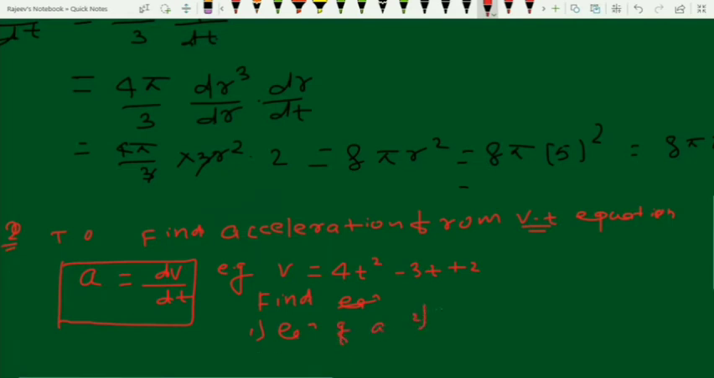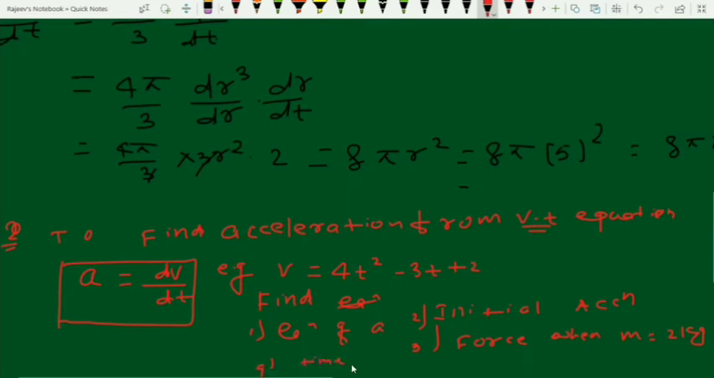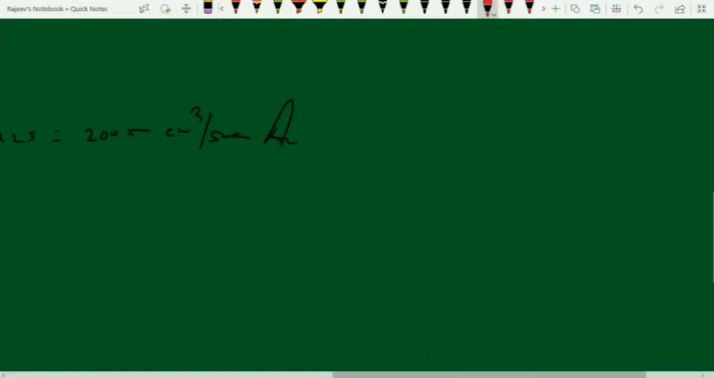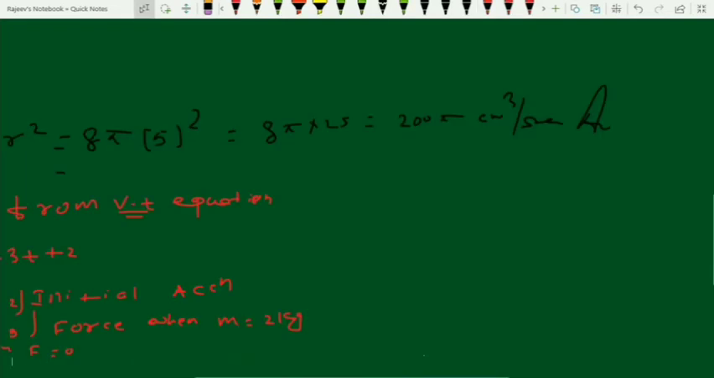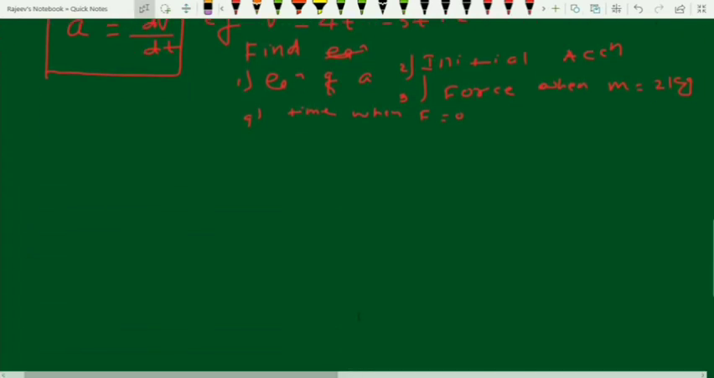Second, initial acceleration. You have to find initial acceleration. Third, force when m is equal to 2 kg. Fourth, time when force will be 0. So basically see here, we have to calculate the time when force will be 0.